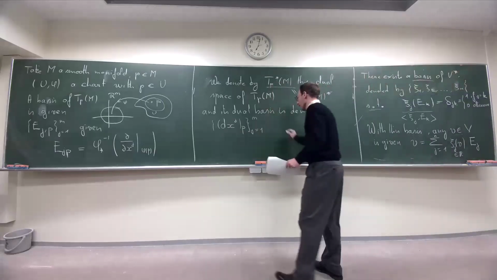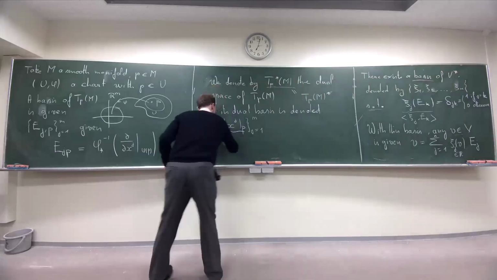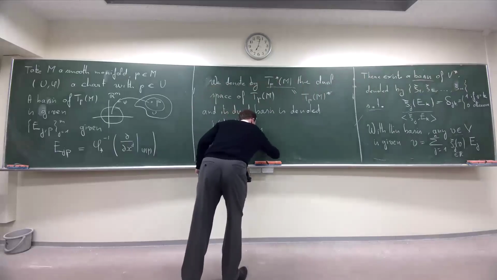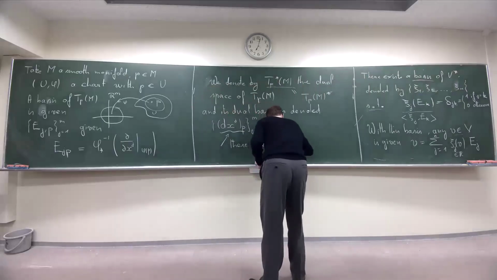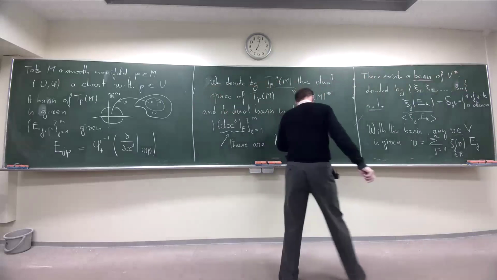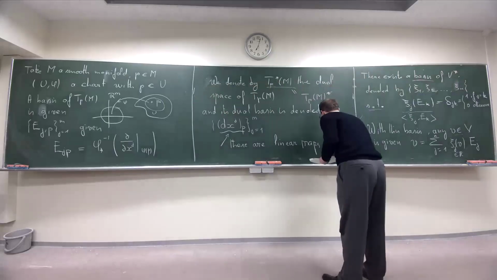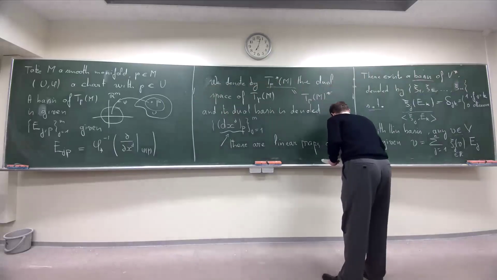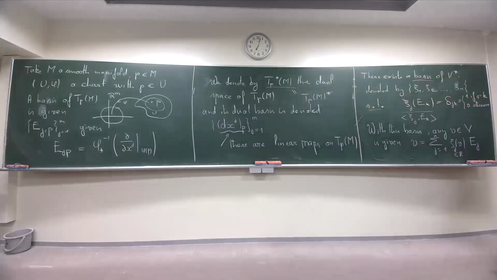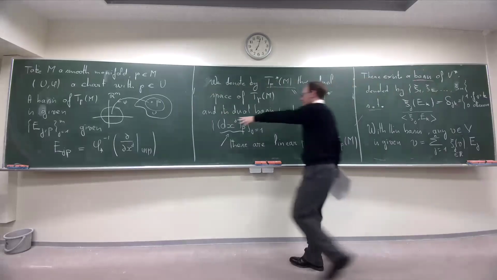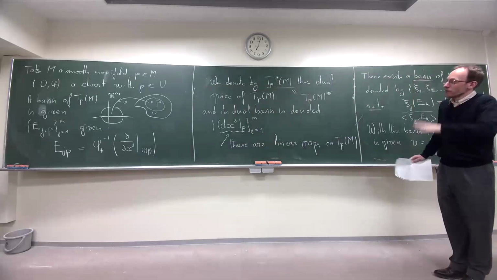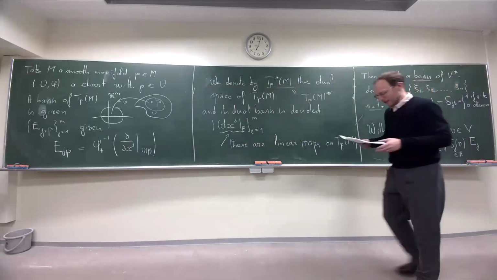And remember, these elements are linear maps. By definition of the dual space, they are linear maps on Tp of M. It's a bit abstract because Tp of M is not completely easy to understand, but still it's an m-dimensional vector space. We have a dual. There is a dual basis.